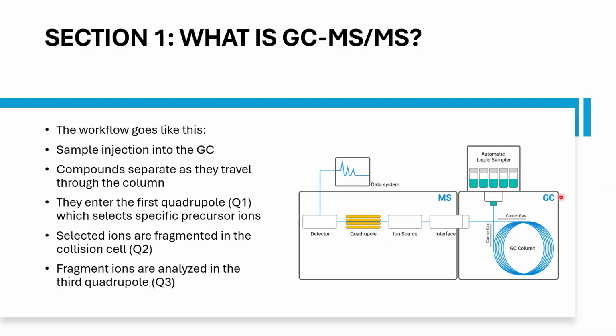Compounds separate as they travel through the column. They enter the first quadrupole which selects specific ions. Selected ions are fragmented in the collision cell. Fragment ions are analyzed in the third quadrupole. So this tandem approach is what makes GCMS so powerful. We are not just measuring molecular weight, we are confirming identity through specific fragmentation patterns. This dramatically reduces false positives and allows detection at parts per trillion levels in complex matrices.